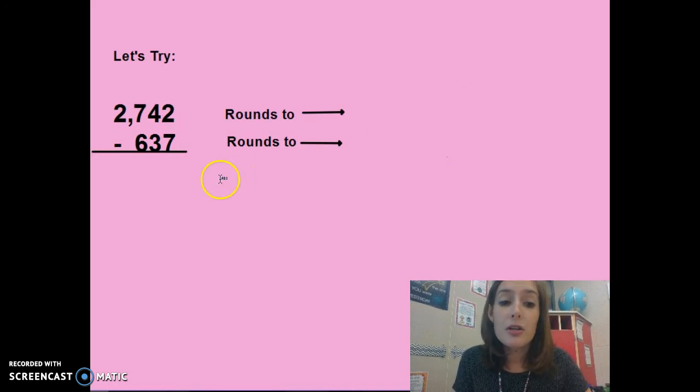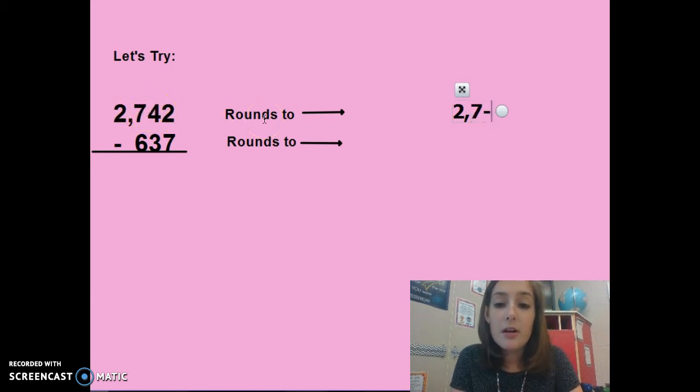Let's try it again with subtraction. 2,742 minus 637. So we need to round again. Let's look at our columns. We have numbers in our ones, numbers in our tens, numbers in our hundreds, but only 1 in our thousands. So what do you think we're going to round to? The nearest hundreds. So our 2 stays the same. We look at our next door. 5 or more, we raise a score. 4 or less, we let it rest. So this is a 4, so we're going to let it rest.